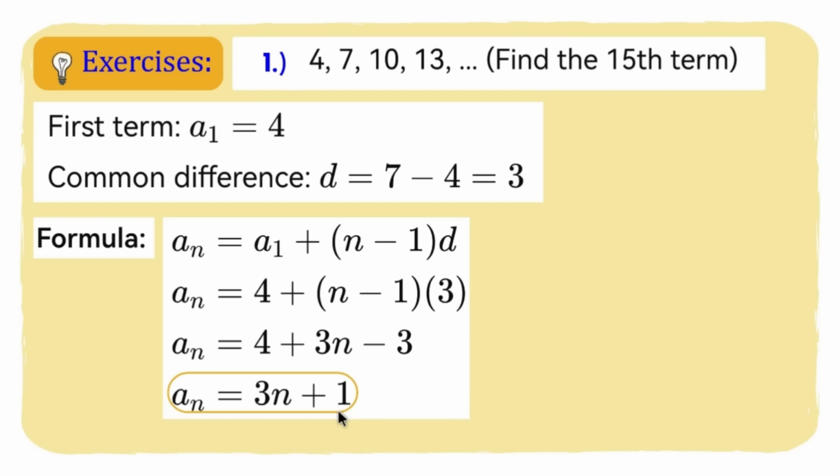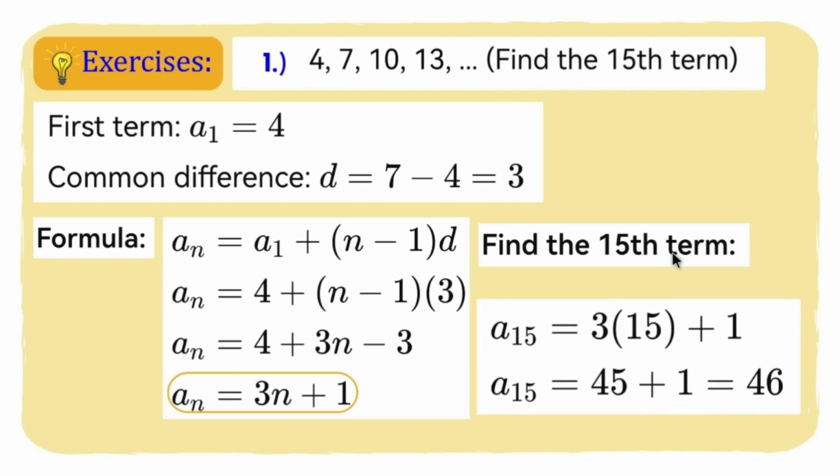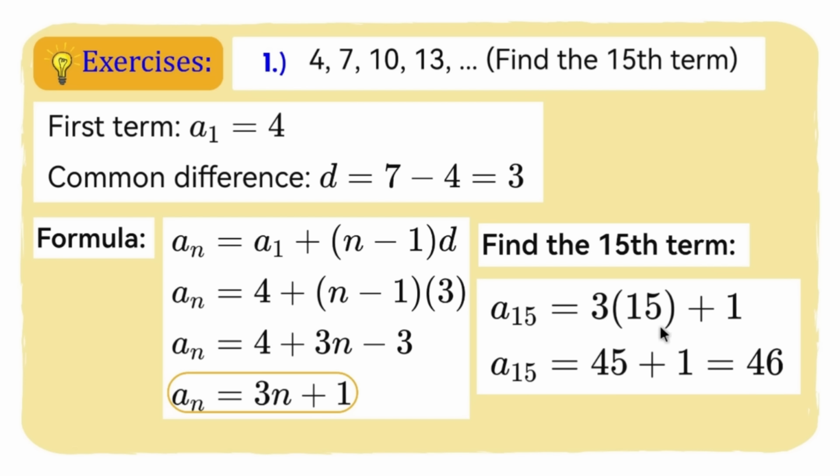Next one, let's use this formula to get the 15th term. So we have here 3 times 15 plus 1. We will get 45 plus 1, 46. This is our 15th term.